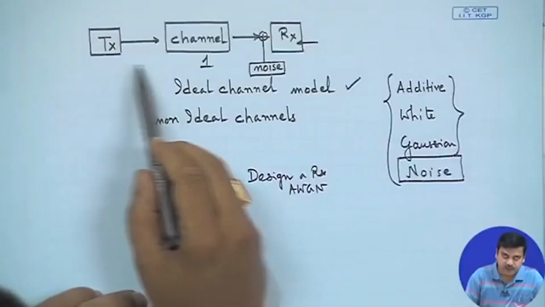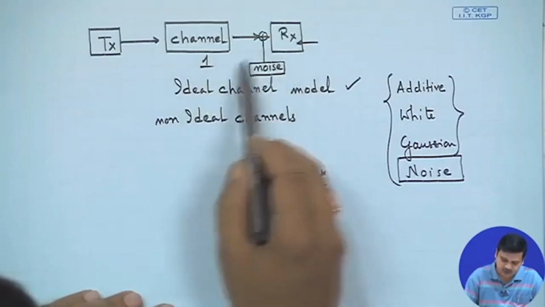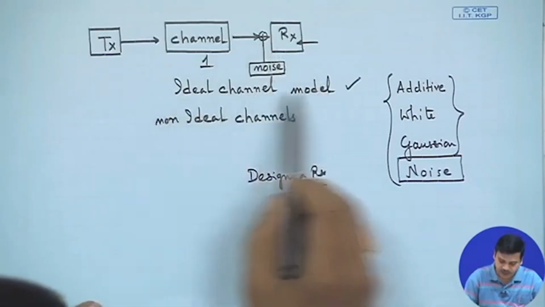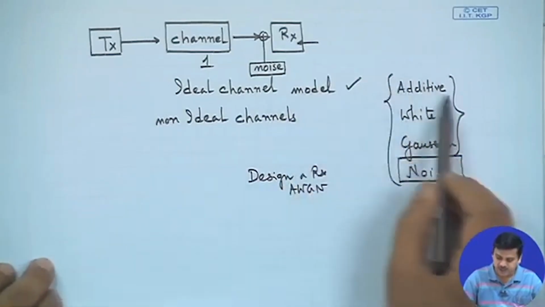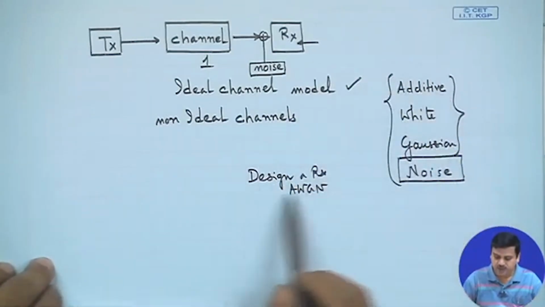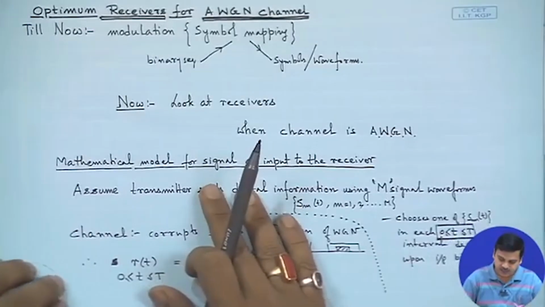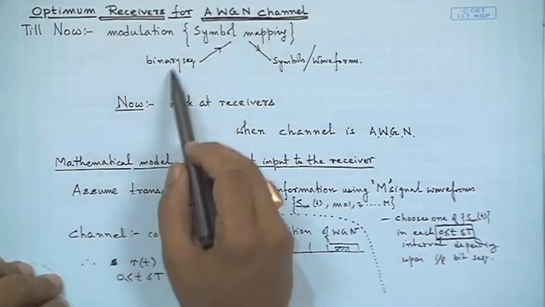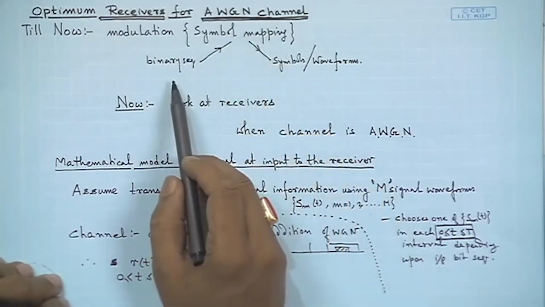Quickly, let us see. We provided a model where there is a transmitter, the channel and the receiver, and noise gets added at the receiver. We also said we will take a look at the ideal channel where channel gain is 1, and effectively it is also known as the additive white Gaussian noise channel, and we want to design a receiver for an AWGN channel. So, we said let us design an optimum receiver for the AWGN channel, and since the modulation does a binary to symbol mapping or waveform, the receiver does the reverse process.